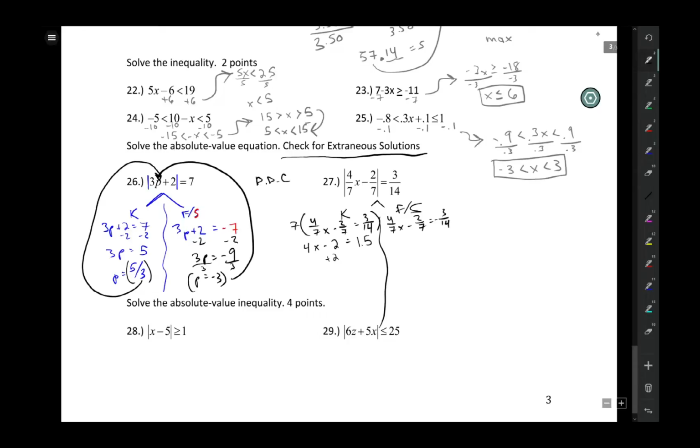1.5, add 2, and divide by 4. Again, I don't want to see that as an answer. 3.5 divided by 4, your calculator can help. 7/8.